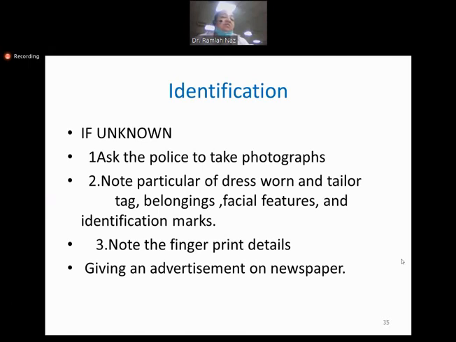Or if the body is unknown, ask the police to take a photograph. Note particulars of the dress worn: the tailor tag, belongings, facial features, height, weight; you will measure all those things. Note the fingerprint details, and then give an advertisement in the newspaper to rule out claimants. And if you won't get any claimant, then you can dispose of the body for teaching purposes, involving the medicolegal department, and teaching institutions use it.